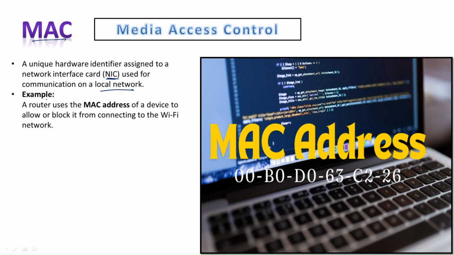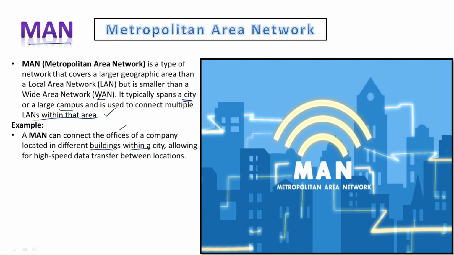MAN, that is metropolitan area network. So MAN is a type of network that covers a larger geographic area than a LAN, but is smaller than a wide area network or WAN. It typically spans a city or a large campus and is used to connect multiple LANs within that area. For example, a MAN can connect the offices of a company located in different buildings within a city, allowing for high speed data transfer between locations.